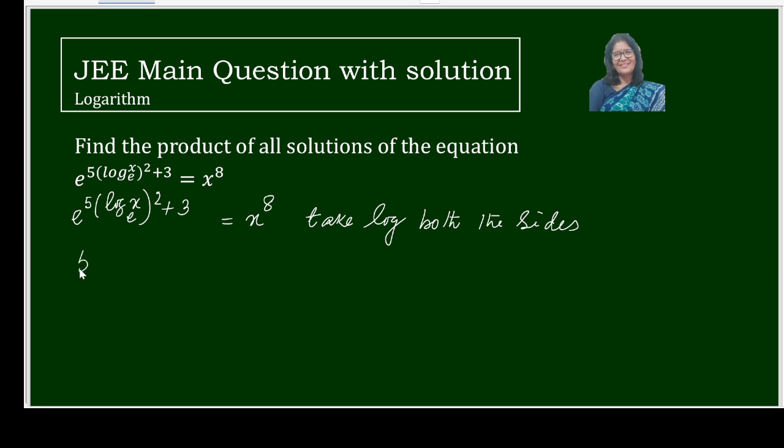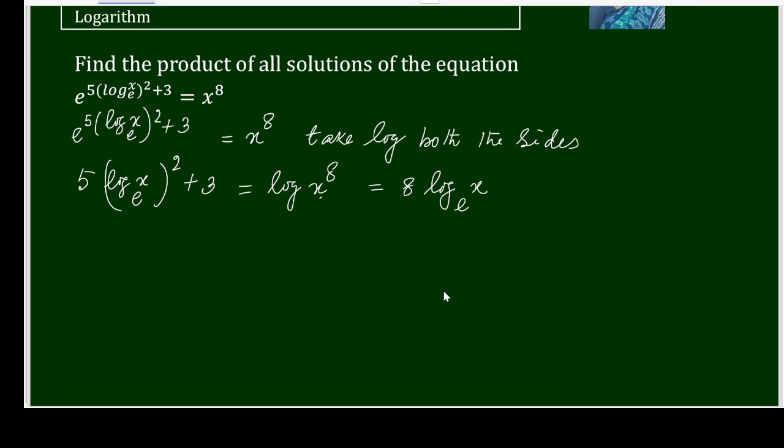So it will be 5 (log x base e) whole square plus 3 equals to log x^8. So when I am taking log x^8, that means I am taking base e. So this is nothing but your 8 log x base e. So simple.